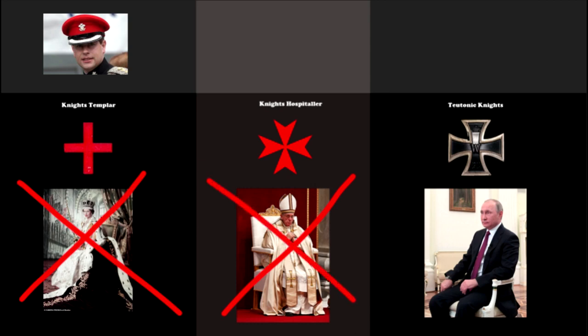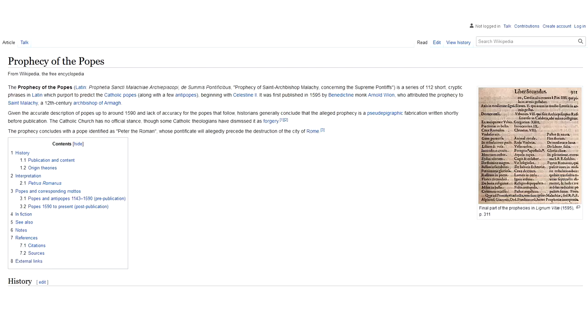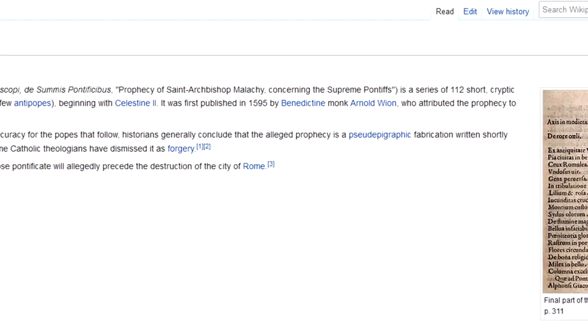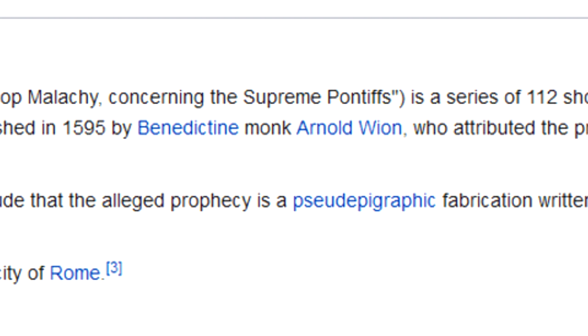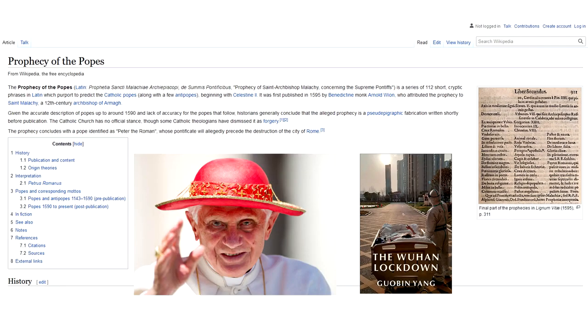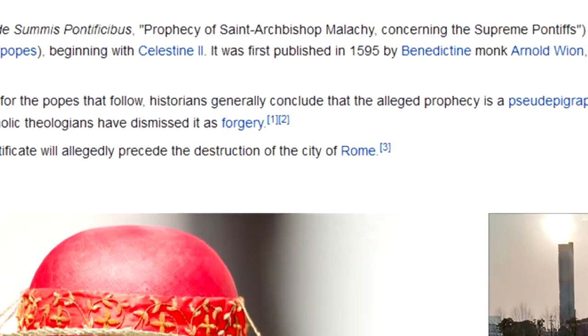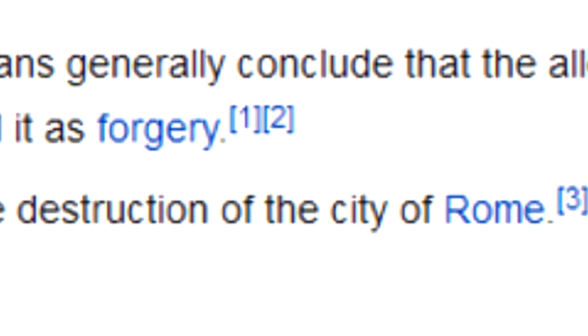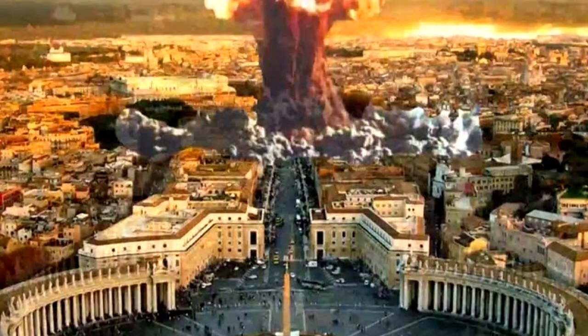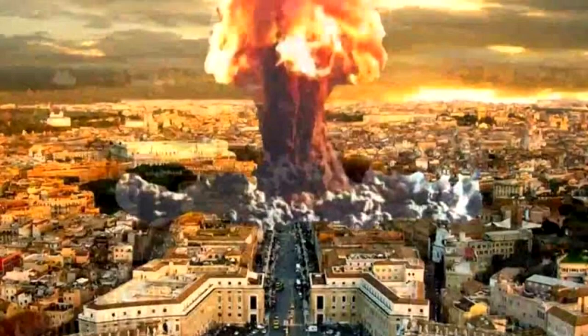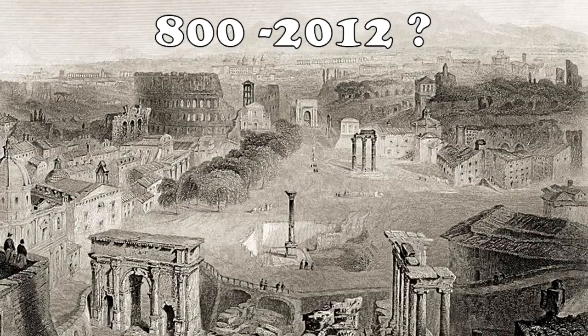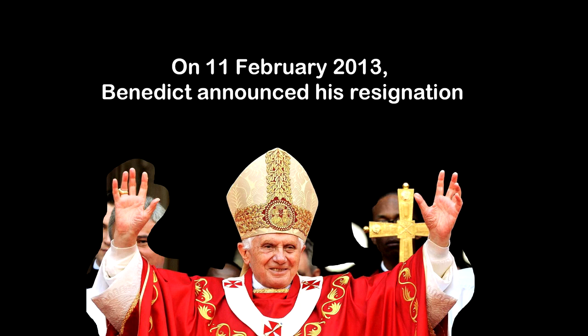Wait a minute, wasn't there a prediction about the last pope? There was a prediction by a Benedictine monk, Arnold Wion. Well, very strange. It's like I'm hearing two words. Benedict and Wuhan. And this would precede the destruction of Rome. When we hear the word destruction, we think of some cataclysmic event. But this is about being the capital of the Knights Hospitaller.